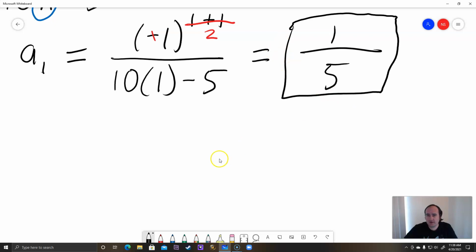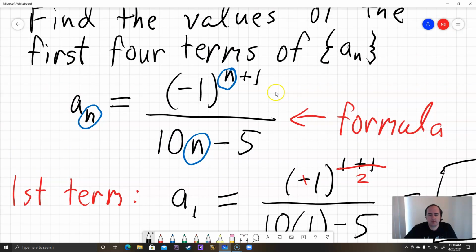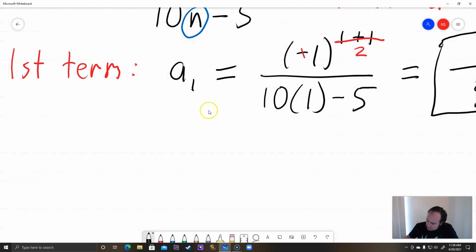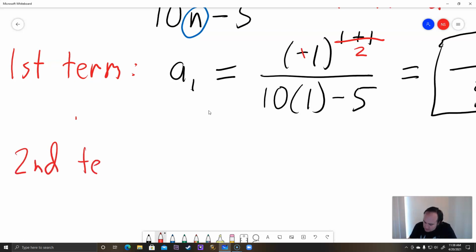So a1 is 1/5. And then we wanted to find the first 4 terms. That was the first term. So if the first term is a1, the second term is a2, and so forth. Okay, so here our second term is a2. Actually, let me give myself a little more room there. So second term is a2.